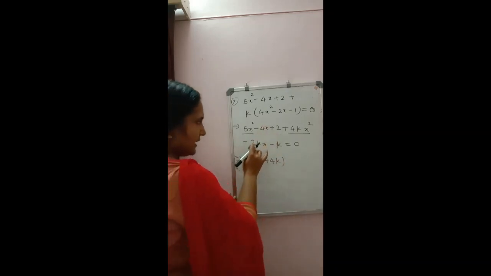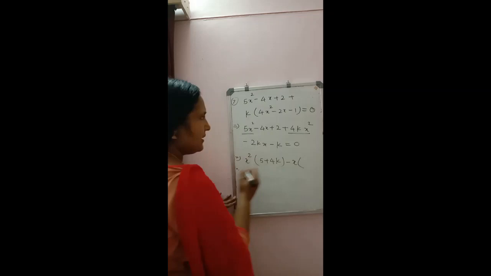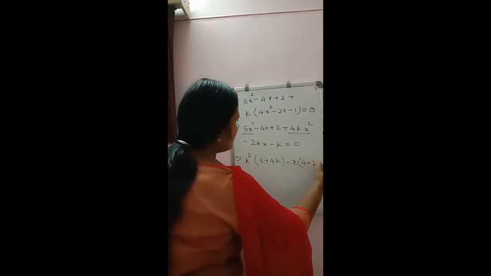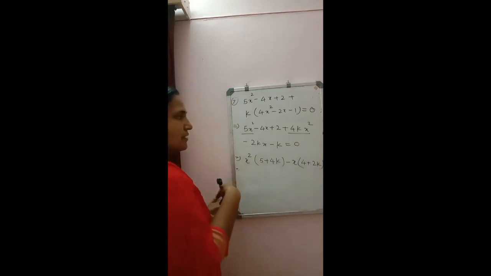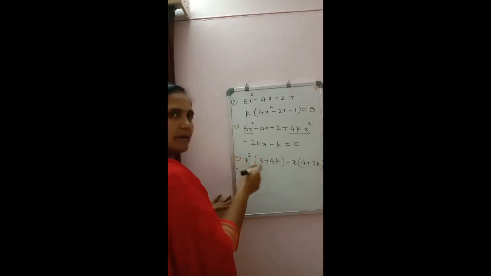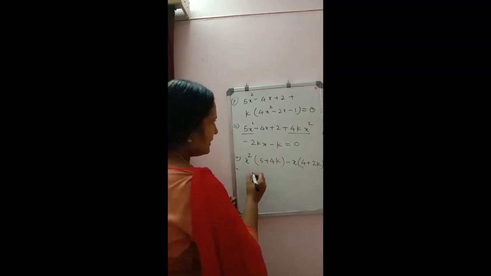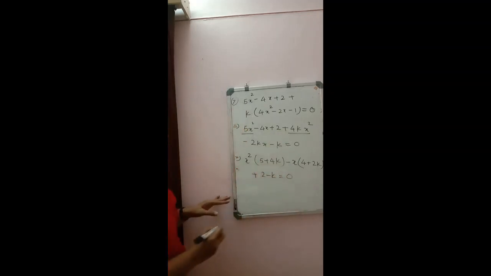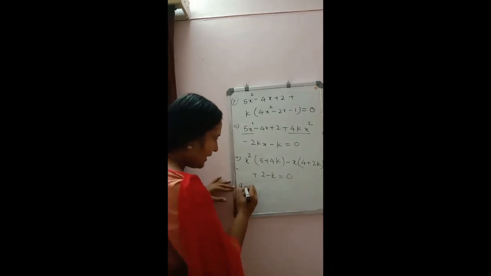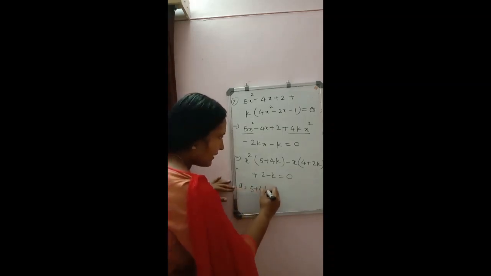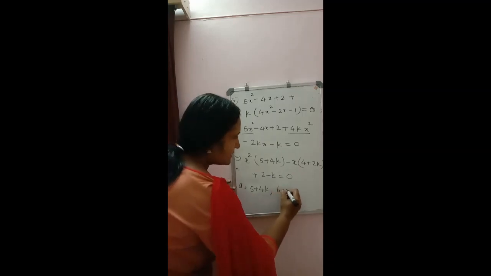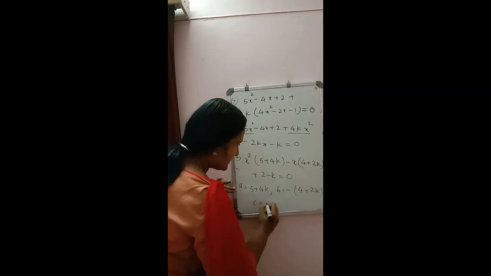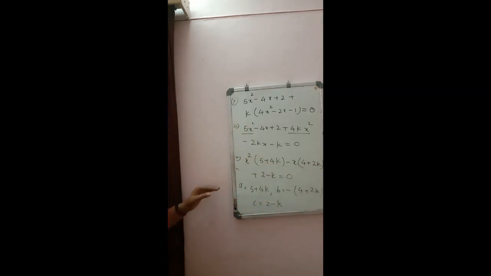Both these terms are negative, so minus x we can take common. Inside the bracket it will be equal to 4 plus 2k. If you want, you can take a minus 2k also, minus 2x also common. It depends on you there. Then remaining is plus 2 minus k is equal to 0. So if you will compare here, we have a is equal to 5 plus 4k, b is equal to minus of 4 plus 2k, and c is equal to 2 minus k.